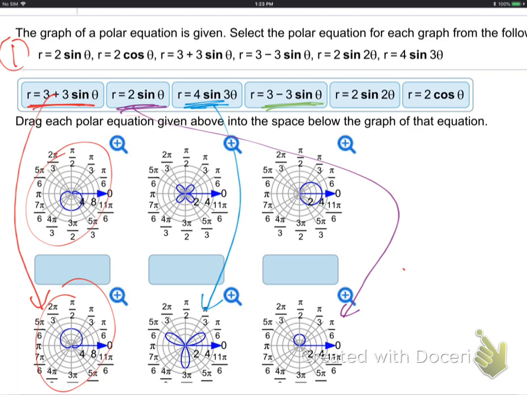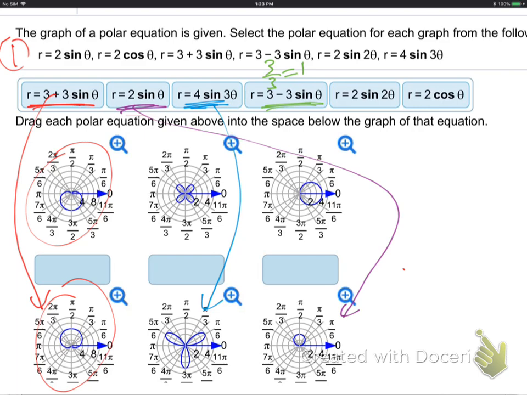Next one. 3 minus 3 sine theta. Is that basic, limaçon, or rose? That's a limaçon. Got the 2 numbers. The ratio is 3 over 3, which is 1. Doesn't matter about the sign. Don't worry about the negative, positive, whatever. Just the absolute value of the ratio is 1. So that means it's a dimple.